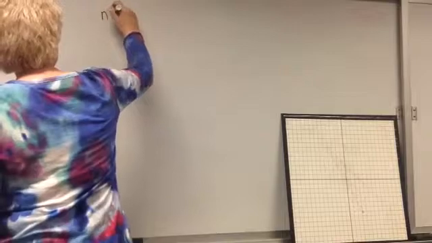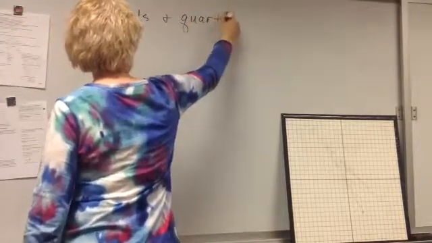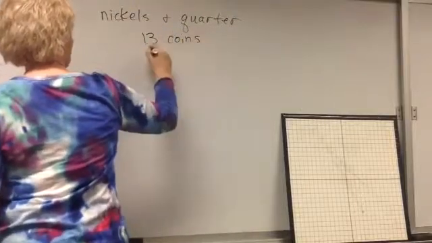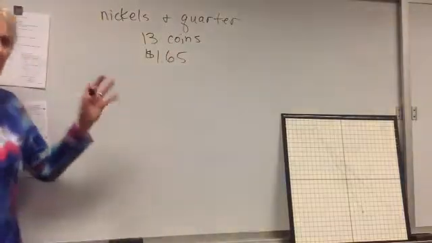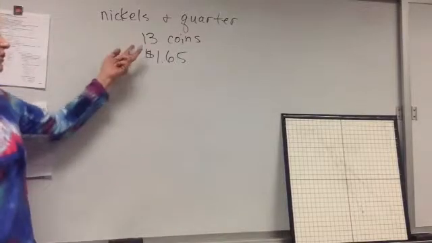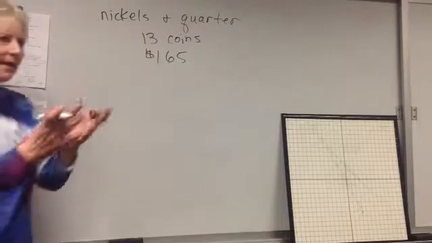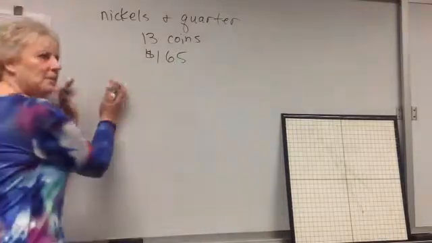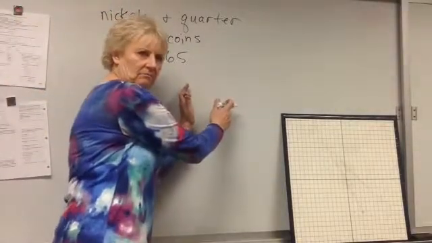Okay, she's got nickels and quarters. She's got 13 coins. She's got $1.65. And this is not a guess and check, because some of them are going to be really complicated. You can't sit and guess and check. Since there's only 13 coins, you might be able to figure it out, but don't do that. Okay, we're going to come up with 2 equations, always. One of them is going to be total coins, and one of them is going to be total money.